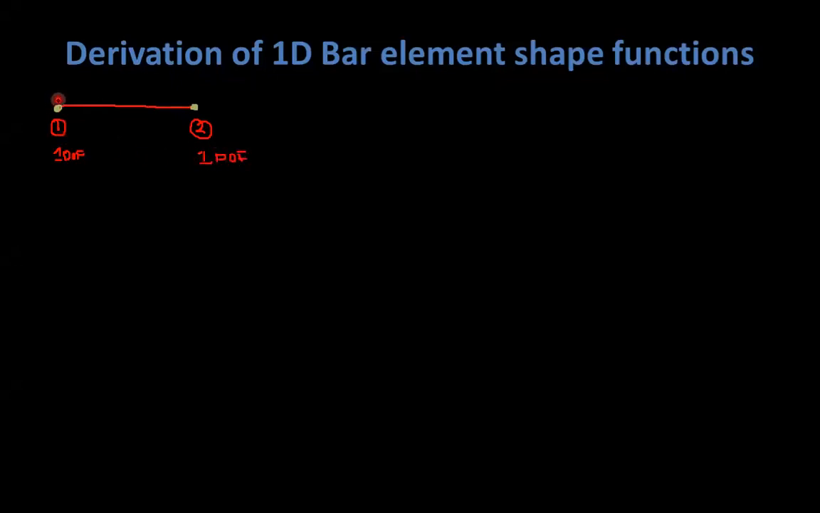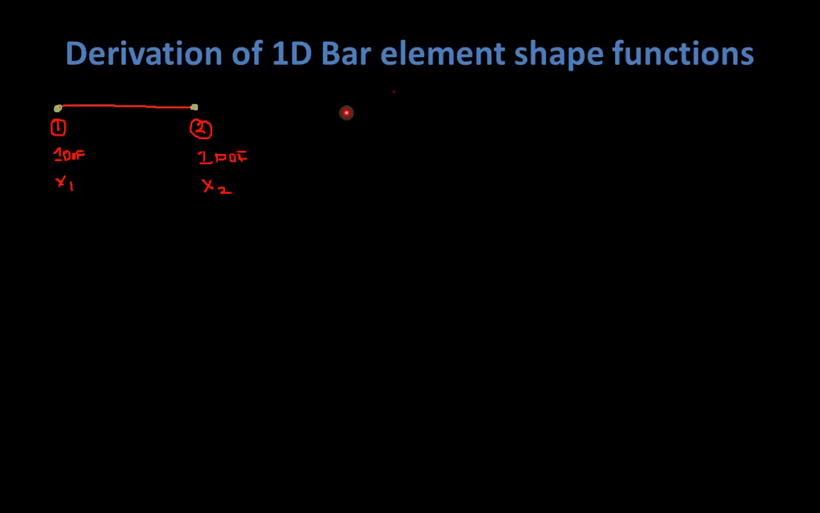Now let us give the coordinate values. At nodal number 1, let us say x1 would be the coordinate value. At nodal number 2, let us say x2 would be the coordinate value. So these x1, x2 are expressed in the global coordinate system.